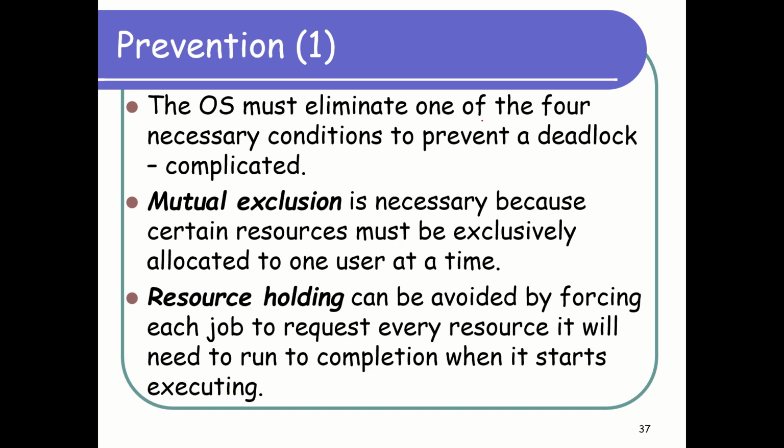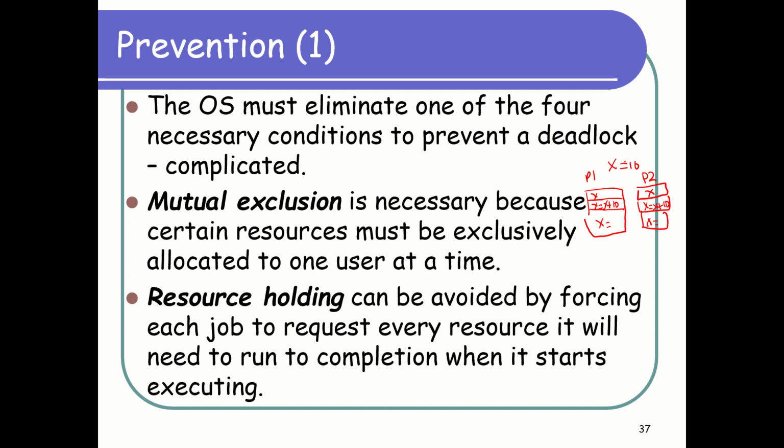Prevention. The OS must eliminate one of the four necessary conditions to prevent a deadlock, which is complicated. The first one is mutual exclusion. It's necessary because certain resources must be exclusively allocated to one user at a time. Remember our example of x equal to 10. So this is process 1, x equal to x plus 10, and the final value of x, and P2 also has x, x plus 10, and x here.